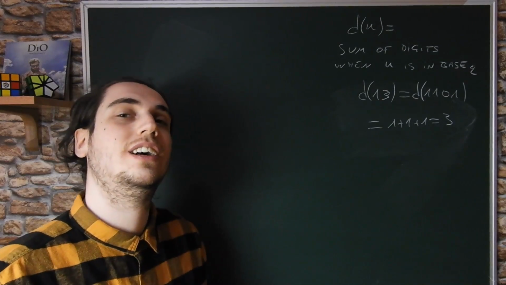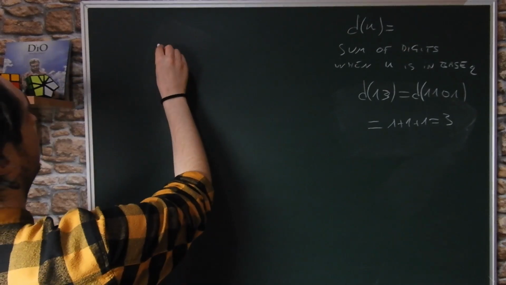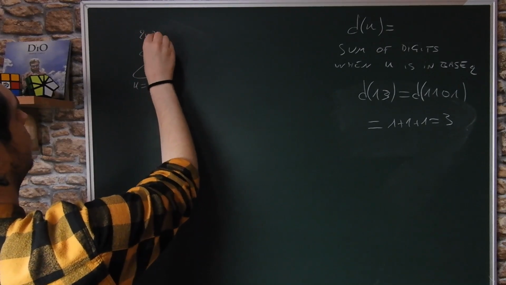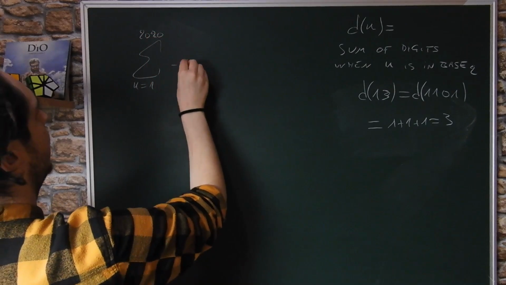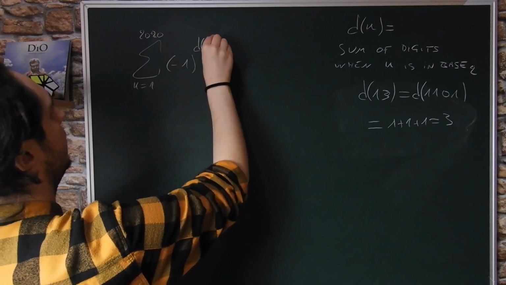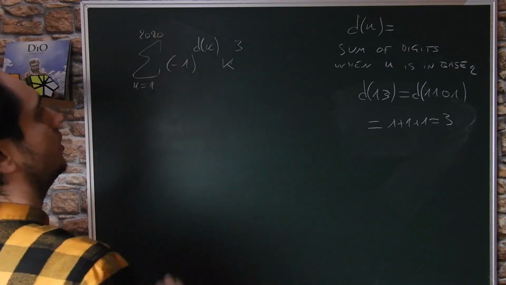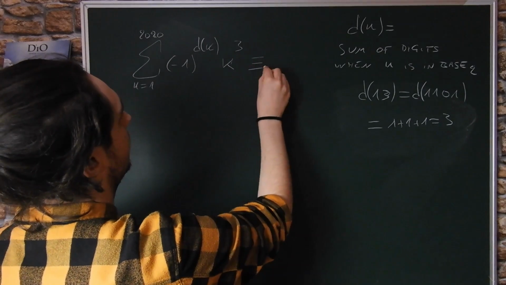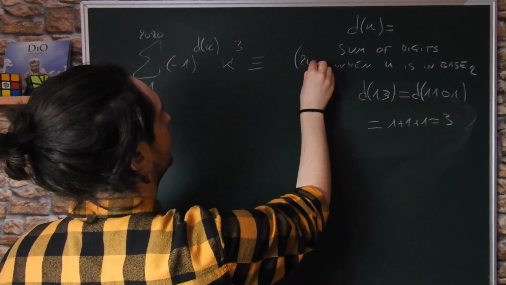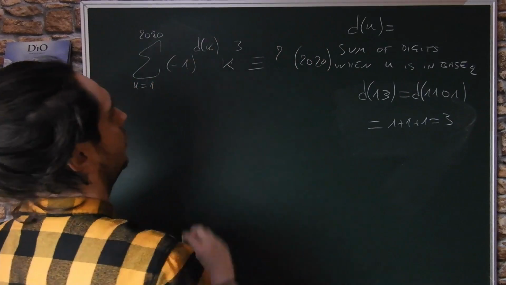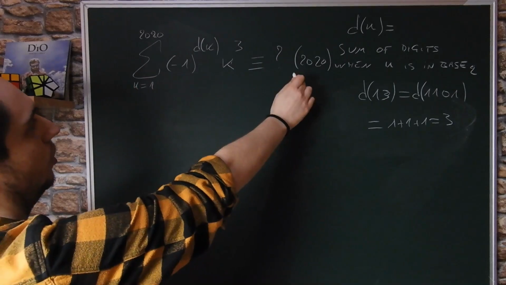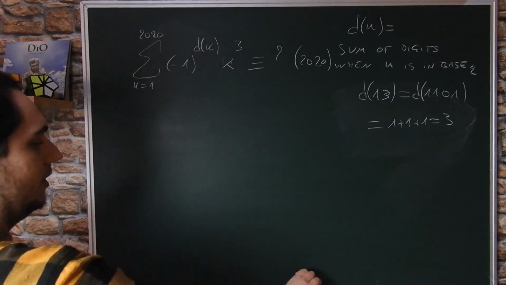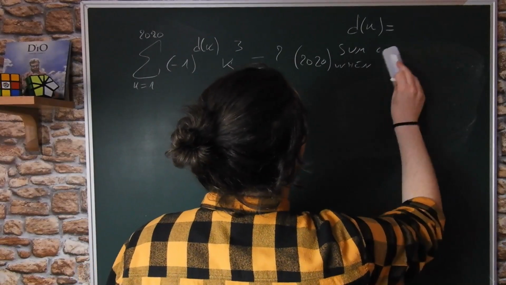Now, the B1 question is asking us to compute this particular summation. So we have the sum from k equals 1 to 2020 of (-1)^d(k) times k to the third power. And we want to compute this essentially modulo 2020. So, what is this modulo 2020? Well, this will be the goal of the exercise. So, let's start. Let me erase this part.